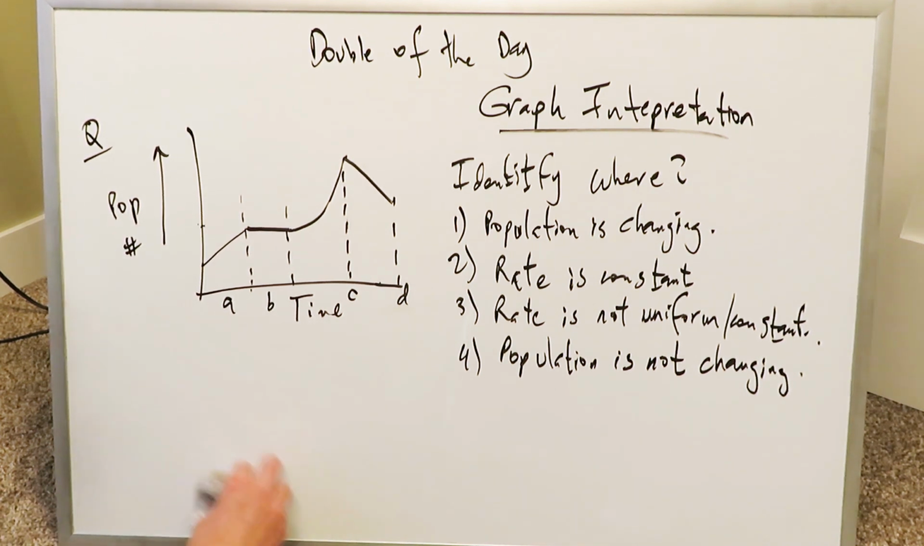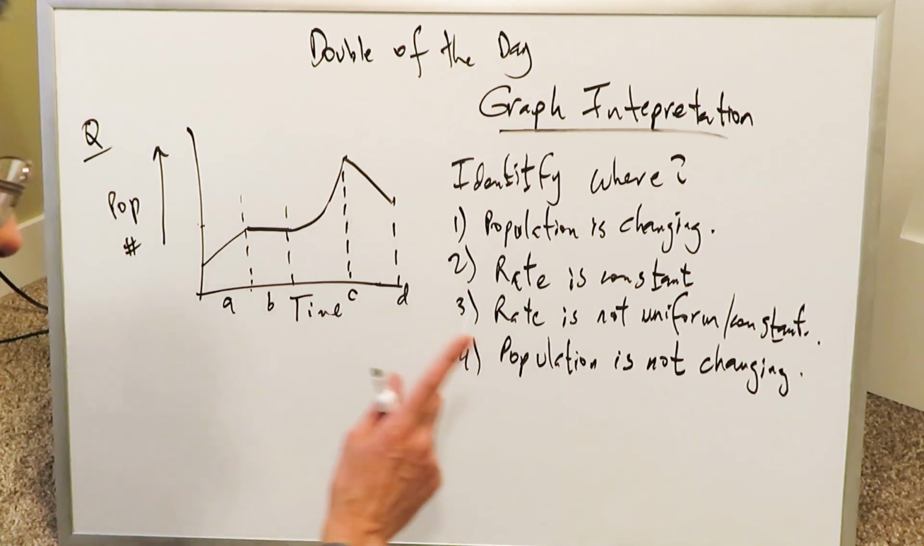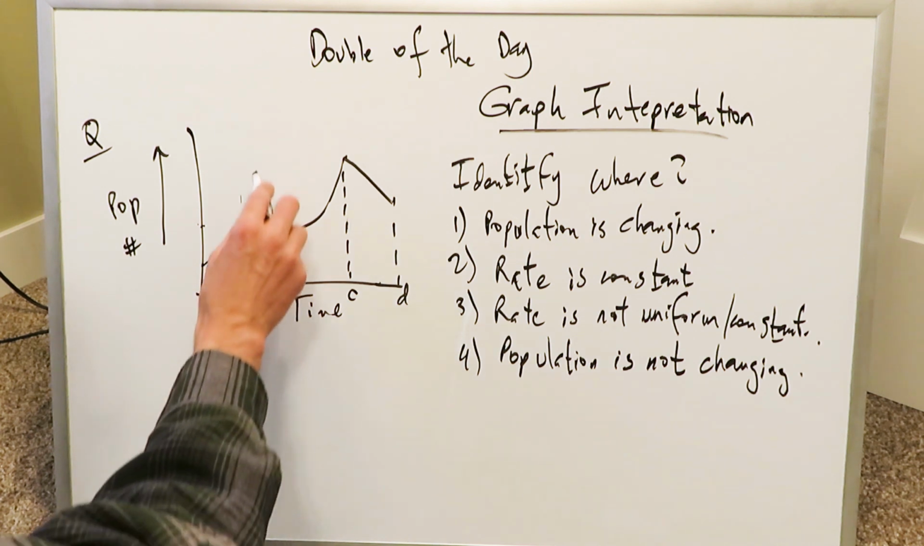Lastly, number 4, population is not changing. Where would the population not be changing? Where you would experience and see that, it would have to be right here.